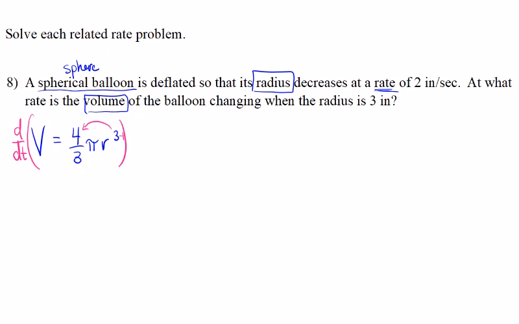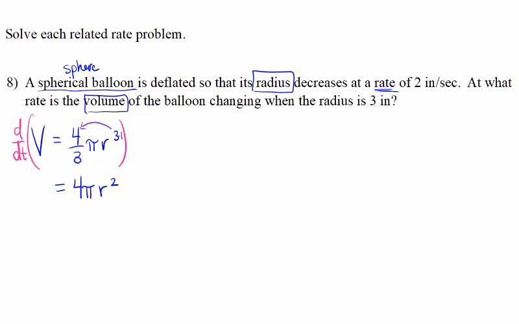So we're going to multiply 3 by 4/3, and then we're going to take away 1 from the 3, and get 2. So what will happen is 4/3 times 3 is just going to be 4, the 3 cancels out. And then we're still going to have the pi, and then we're going to have r squared. So that's the power rule there.